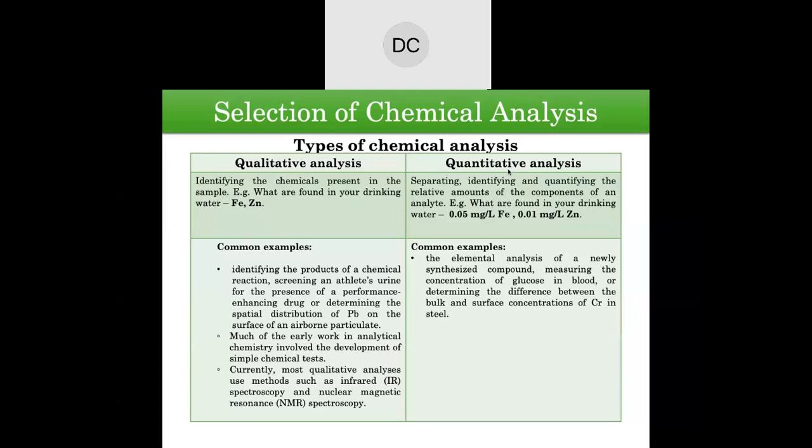The common example of qualitative analysis is to identify the products. So, ini example dia, awak kena tahu jugalah idea. But it is not limited to this example only. Awak pun boleh bagi contoh-contoh yang lain asalkan betul. For example, in qualitative analysis, kita ada identify the products of a chemical reaction. Ataupun we screen athletes' urine for the presence of performance enhancing drugs. Okay, kita nak detect ada tak dia ambil drug. Jadi ada urine test for athletes lah biasanya. Or determine the spatial distribution of Pb on the surface of airborne particulate. Kita nak tengok dia punya distribution saja. Kita tak tengok concentration dululah.